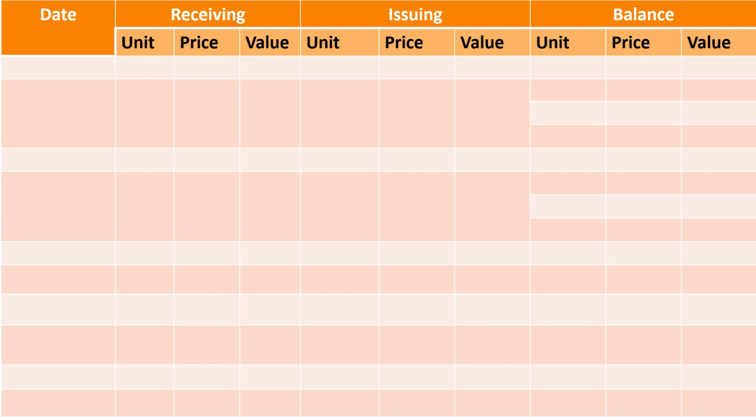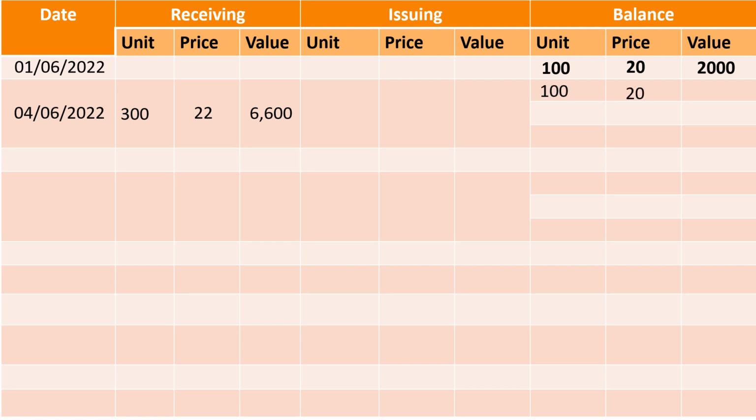Likewise, it goes chronologically. On 1st of June, we have to record the opening balance of 100, resulting in 2000 rupees. Then on 4th of June, they have purchased 300 at 22 rupees with the total value of 6600. So now we have to add these 300 with 100 units to get the balance of the units. At the same time, to get the total value, we have to add the 2000 and 6600. So the balance as at 4th of June will be 8600.